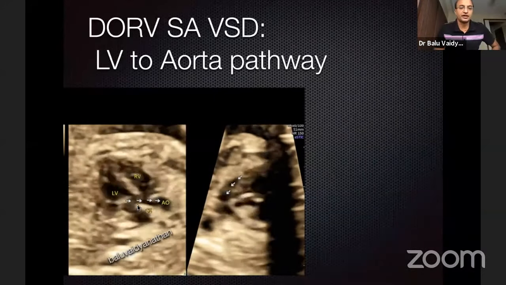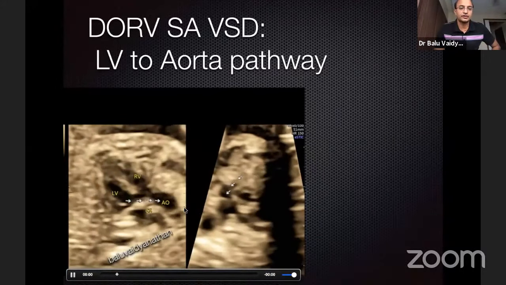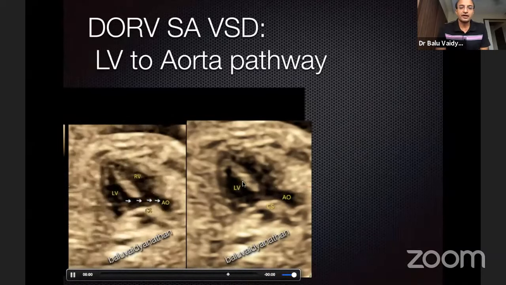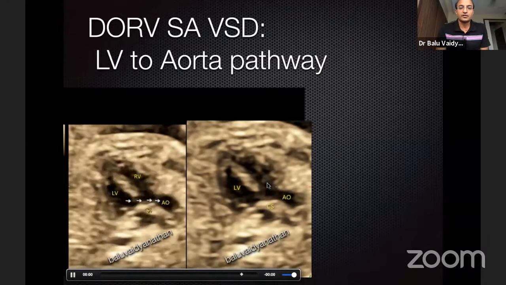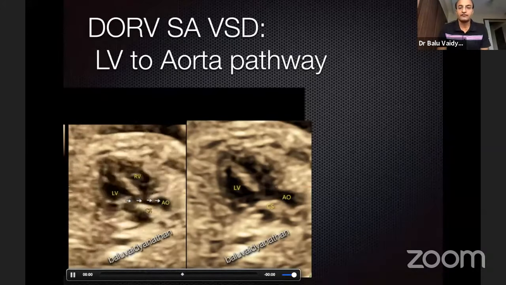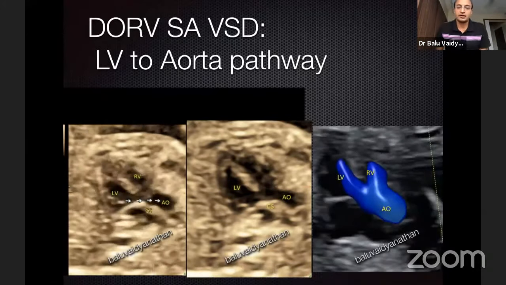So here we see the LV to the aorta pathway very clearly. And here again, that's shown well. So this is the LV and this is the RV. And you can see that the aorta is significantly overriding. And most of the aorta seems to be coming from the right ventricle, as we can see here as well in the color flow pattern.